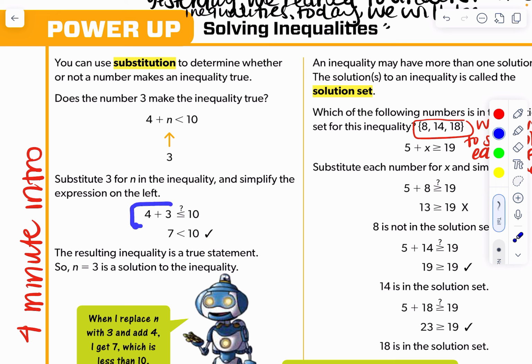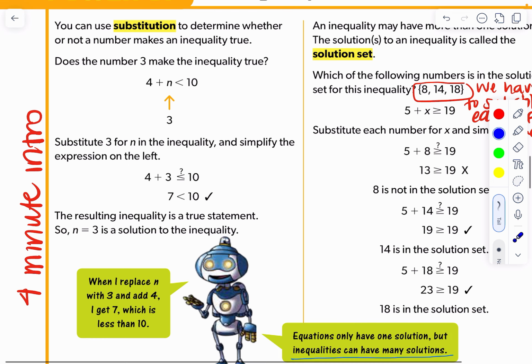So we know that 4 plus 3 is 7, and 7 is less than 10. So it is a true inequality statement. That's the work that we did yesterday, right? Well, not around the substitution, but we started here yesterday.